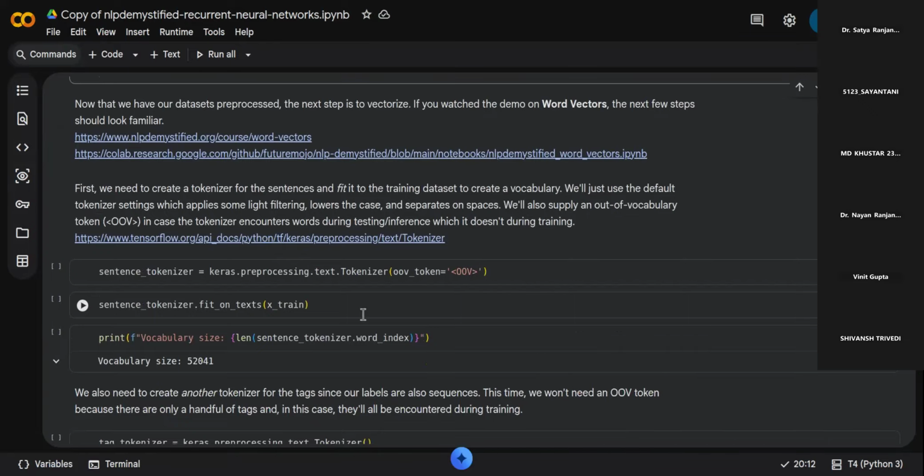First you need to tokenize it. So apply the tokenizer, and if a word is not available, use OOV. You just apply this tokenizer and fit it on the training data. And if you want to see what the vocabulary size is, it is 52,000.